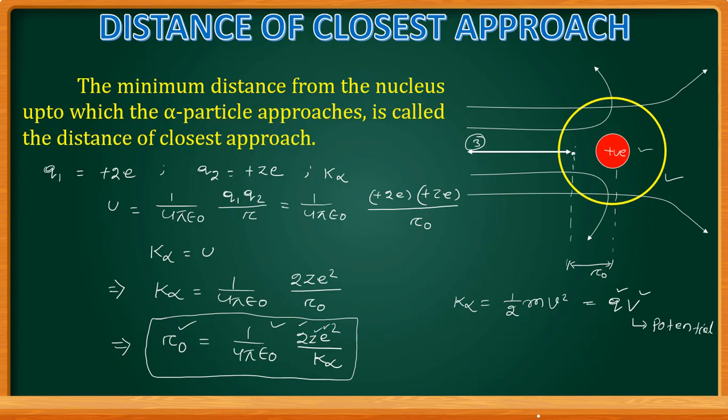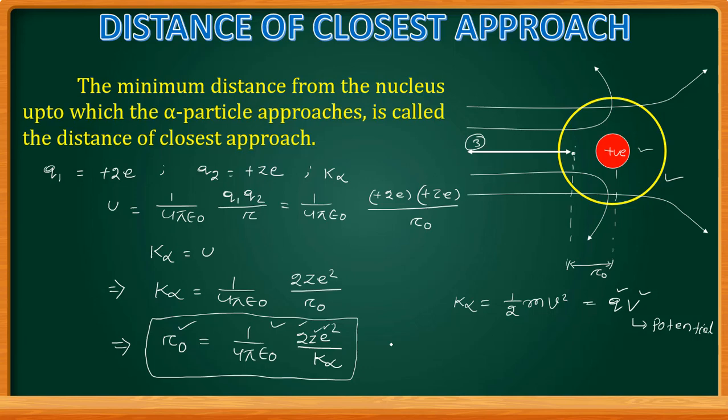Then we have to write another formula actually here. This distance of closest approach formula is for an alpha particle. When an alpha particle approaches a target nucleus, then if a question is asked related to a proton, that means a proton approaches the target nucleus, then what is the distance of closest approach?